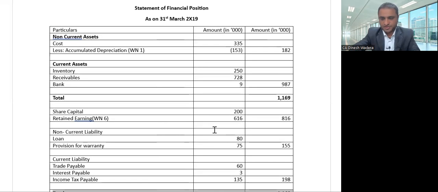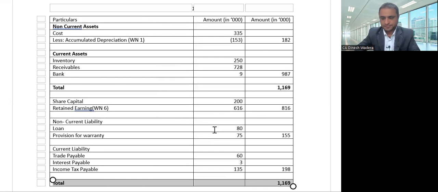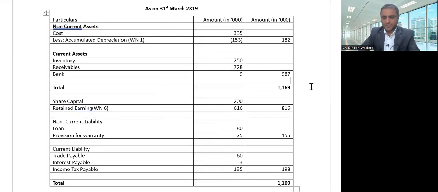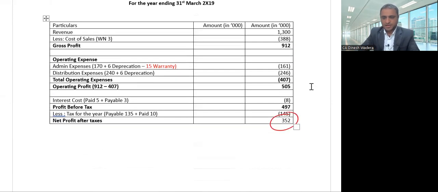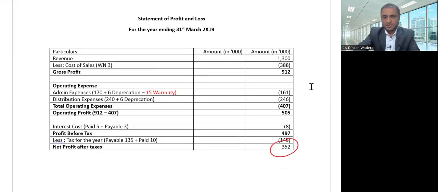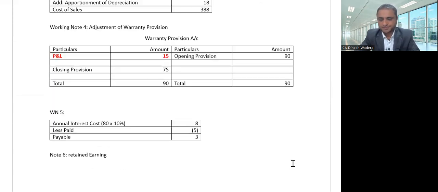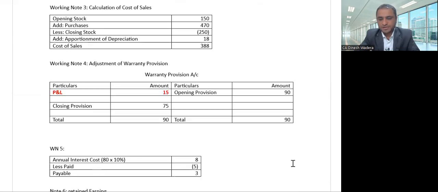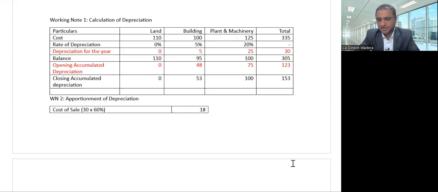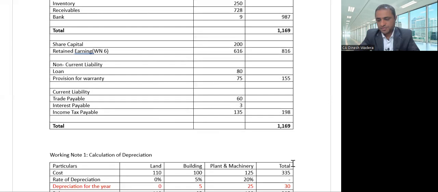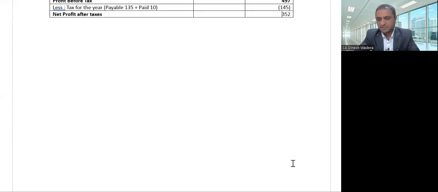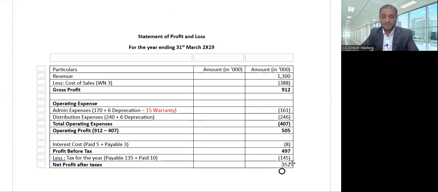You can take a screenshot of this. We have a complete statement of profit and loss, and these workings are important. So I hope the question is clear to you. Once you work more on basics, you can solve these kinds of problems more fluently in an examination. It's not a very big deal.